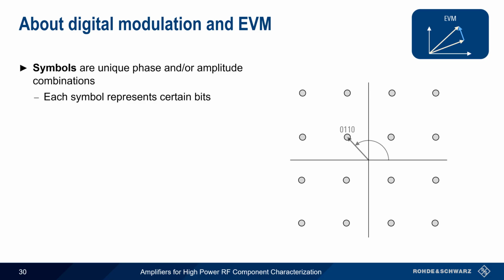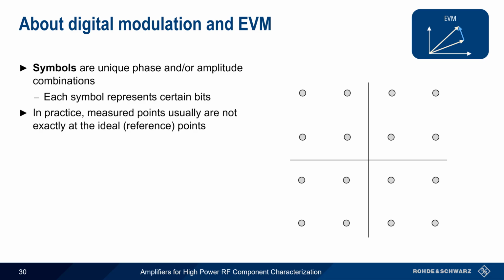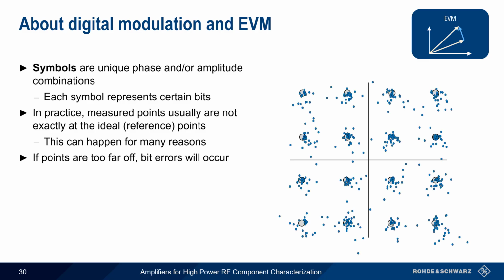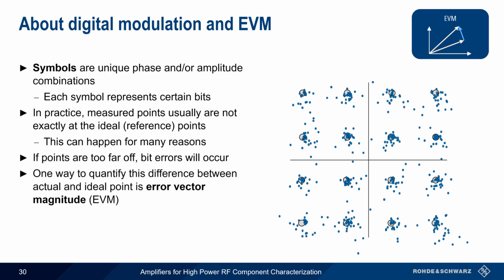In practice, however, the received or measured symbol points usually don't fall exactly on the ideal reference points, and this can happen for many reasons. If a received symbol point is too far from the reference point, that symbol or point may be incorrectly interpreted, and bit errors will occur. The greater the distance from the ideal or reference point, the greater the probability of bit errors. The most common way to quantify this distance between the measured or actual point and the ideal point is something called error vector magnitude, or EVM.